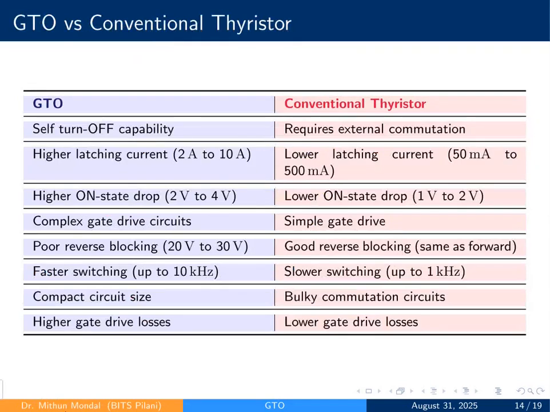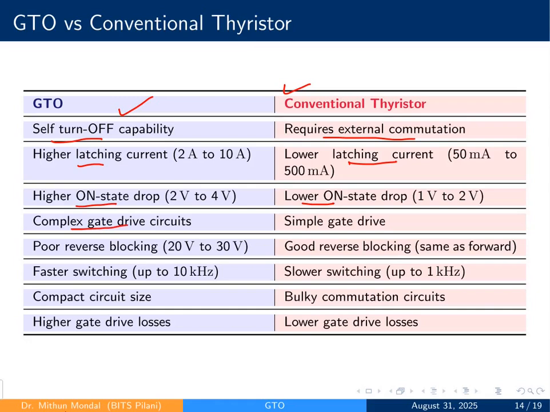Now when we compare the GTO with the conventional thyristor, the main advantage of the GTO is that it has self turn-off capability, whereas the conventional thyristor requires external commutation. The latching current is higher in the GTO but lower in the conventional thyristor. The on-state drop is higher in the GTO, which is lower in the case of the thyristor.